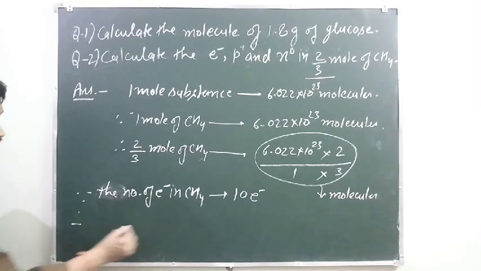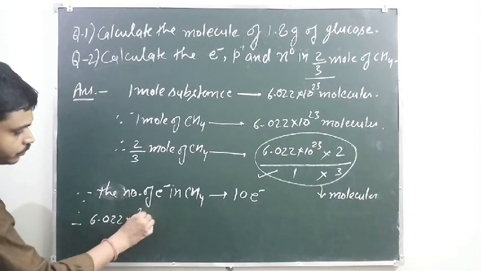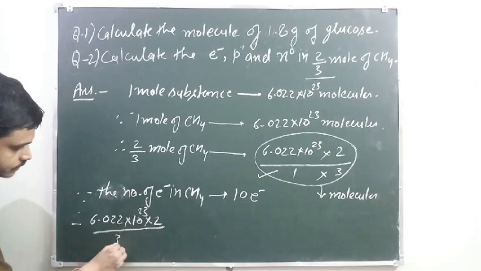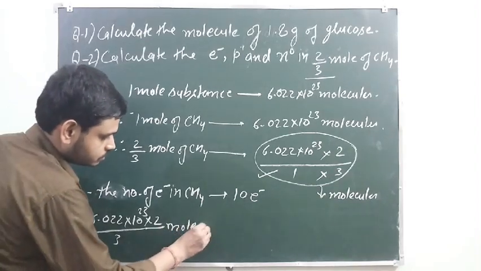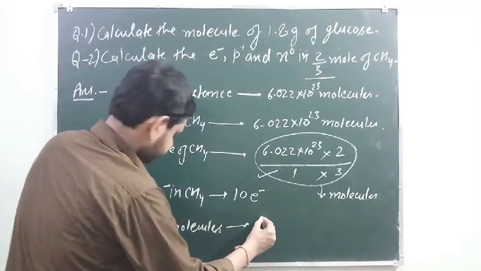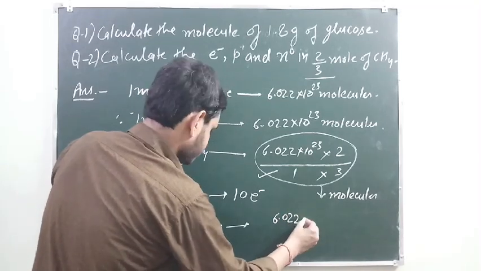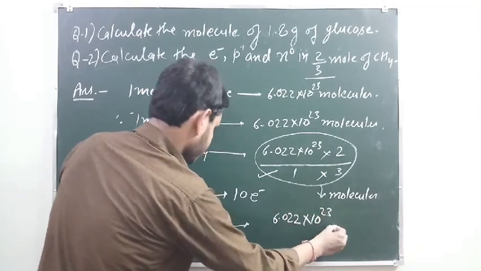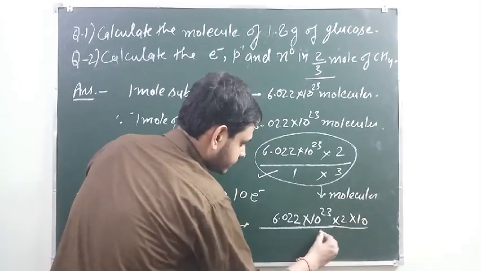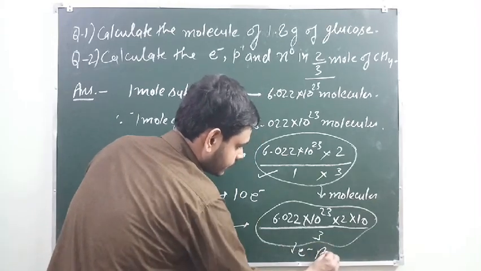Therefore, 6.022 into 10 to the power 23 into 2 divided by 3 molecules contain 6.022 into 10 to the power 23 into 2 into 10 divided by 3 electrons. Answer.